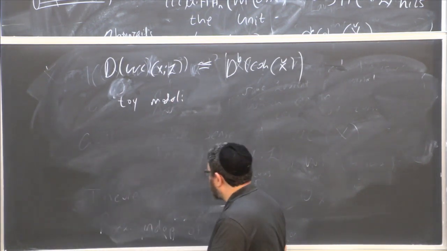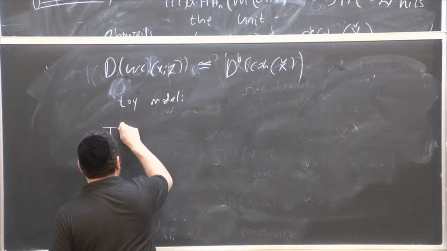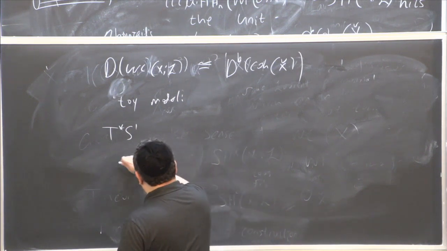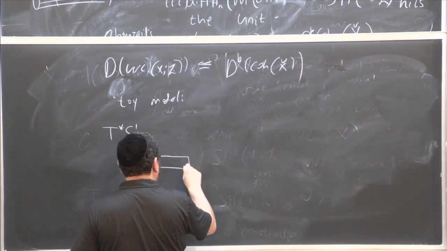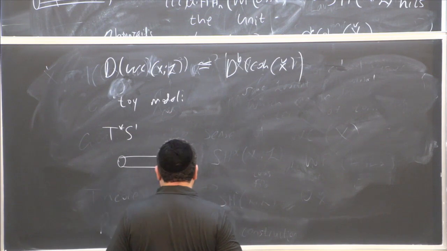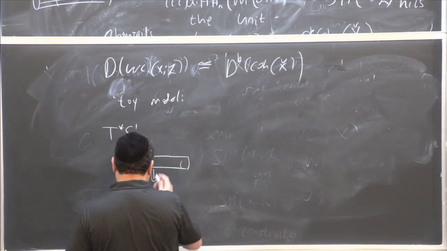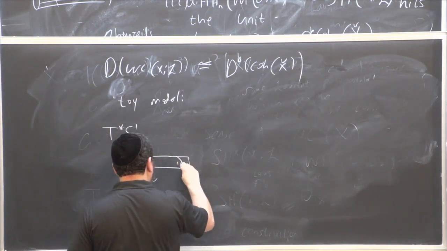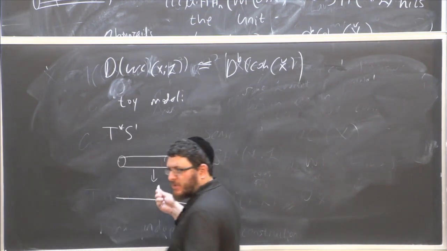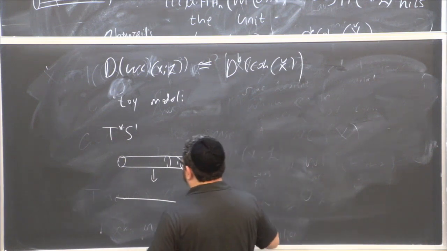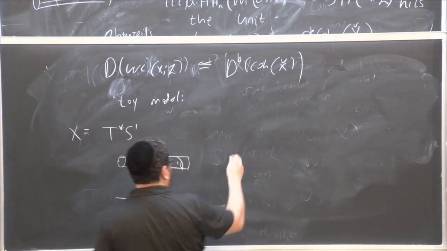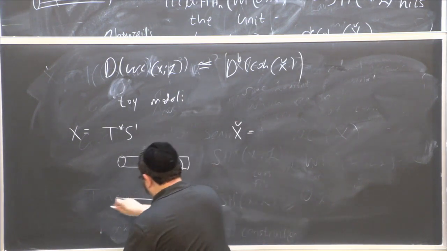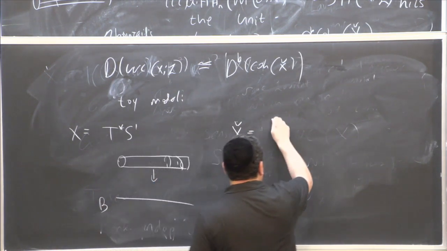Which is just the case when we take T star S1, so the cotangent model of S1. First of all, this has a special Lagrangian fibration given just by these tori. Let's call this X. And then X check is, let's call this the base of the fibration.